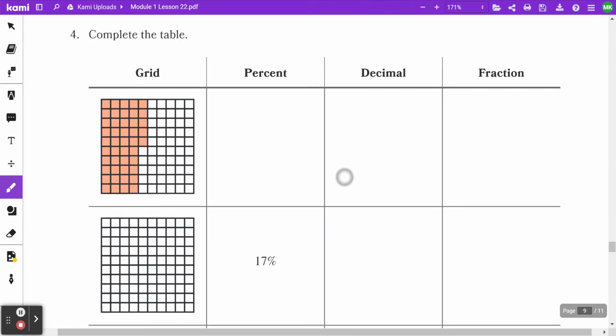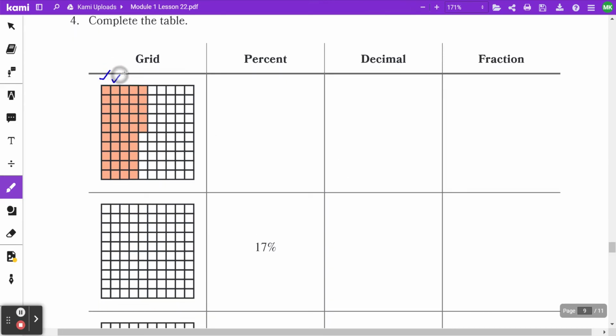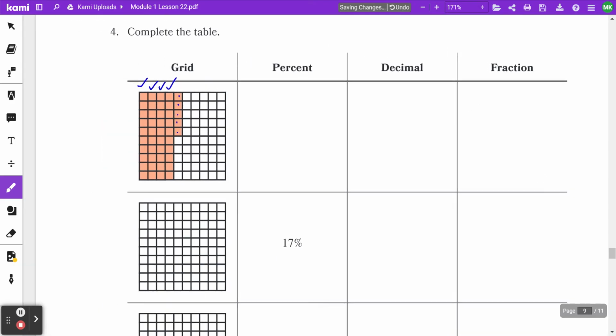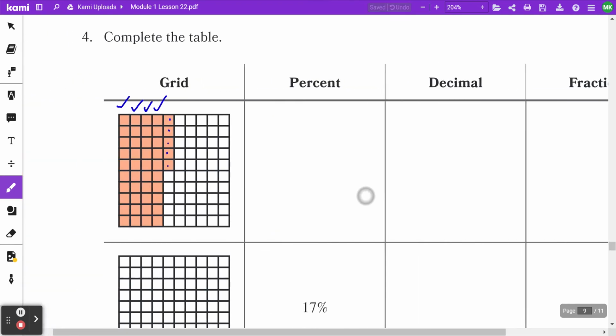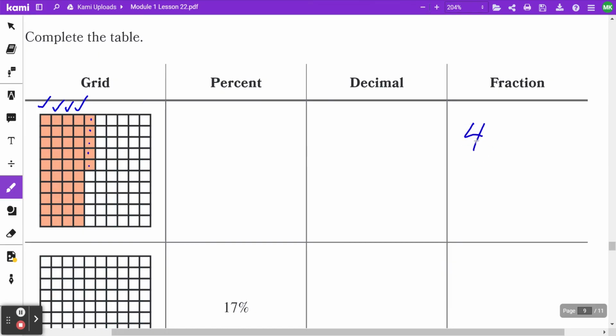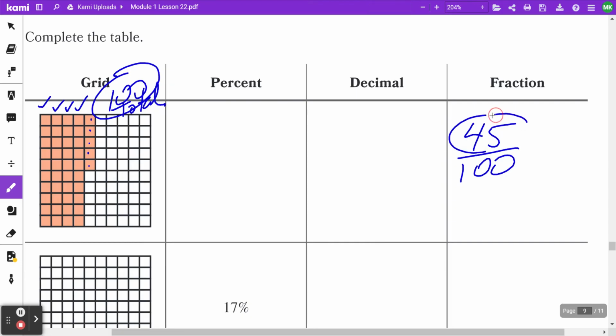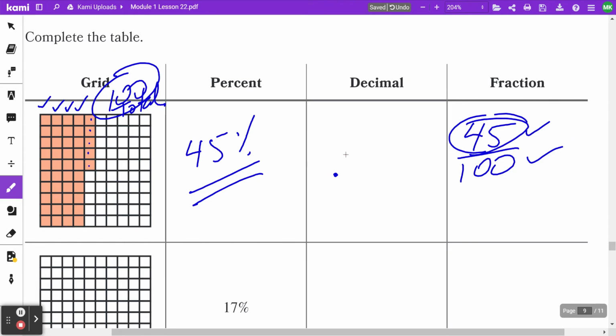Ooh, fun grid. I like this. All right, so let's see what's up here. Let's convert lots of things. 10, 20, 30, 40, 1, 2, 3, 4, 5. I'm going to do the fraction first. So I had 45 over 100. Now that I have it over 100, because there are 100 total boxes here, this becomes my percentage. So my percent is automatically 45%. And as a decimal, all I have to do is read this. It says 45 hundredths, so 45 hundredths, like that.